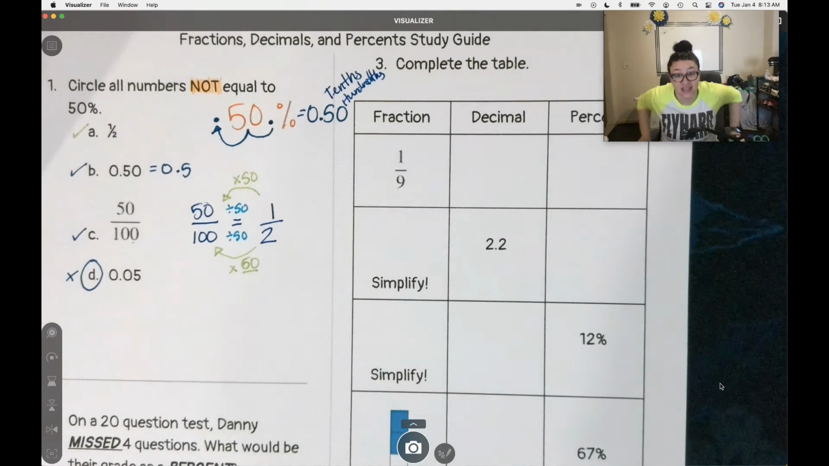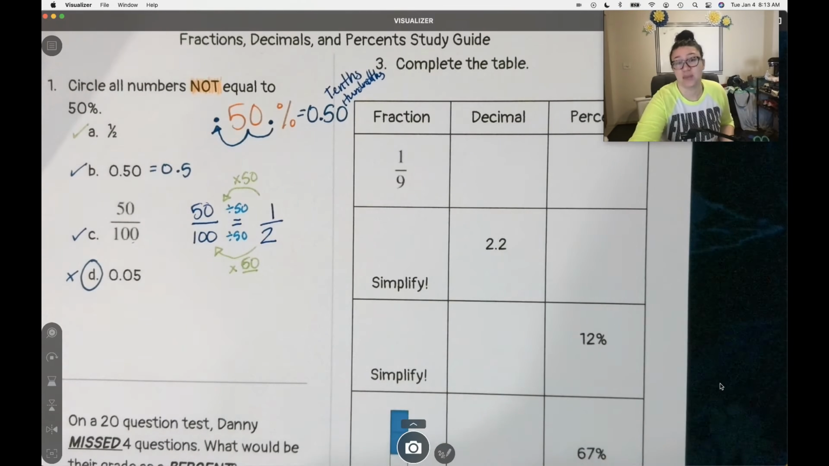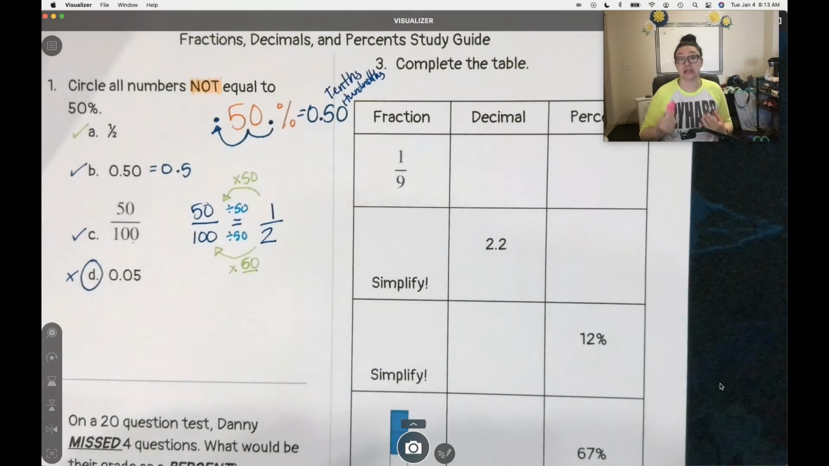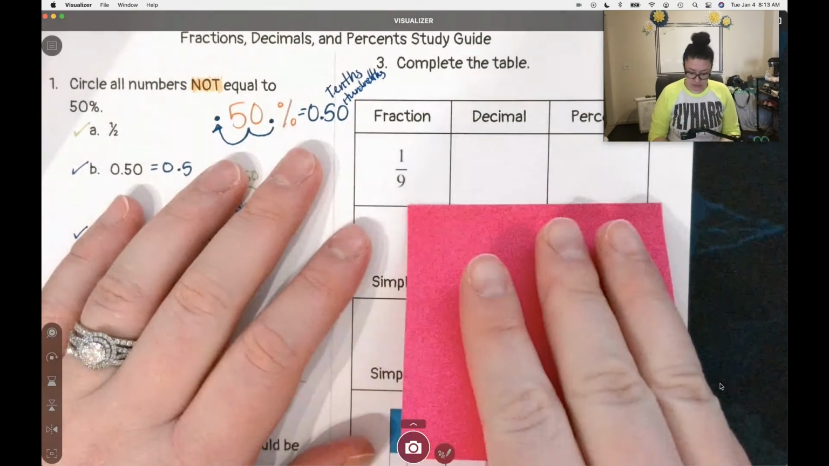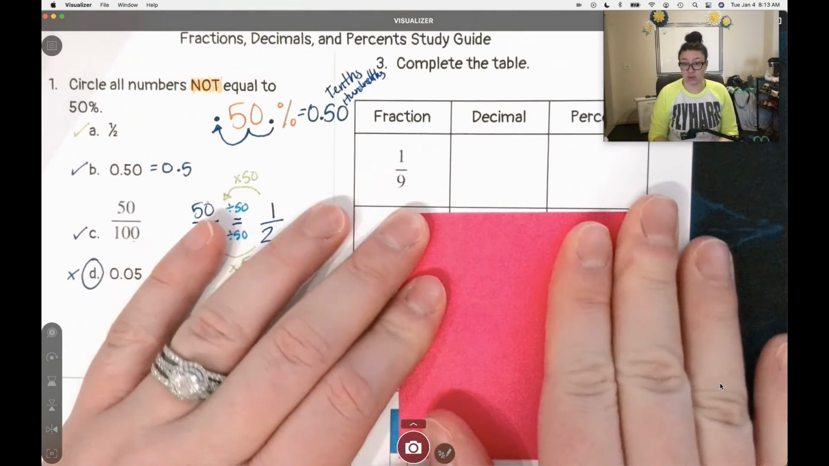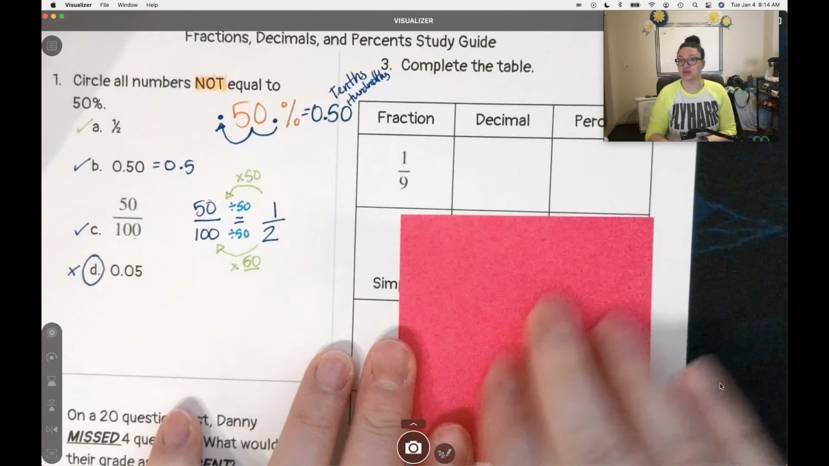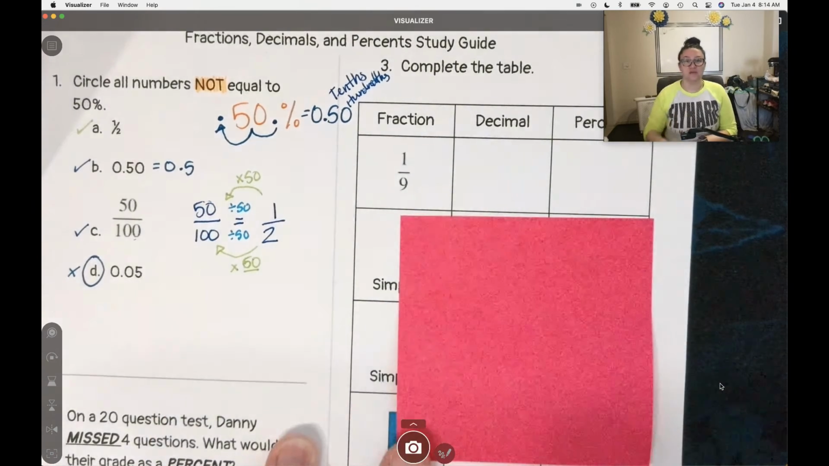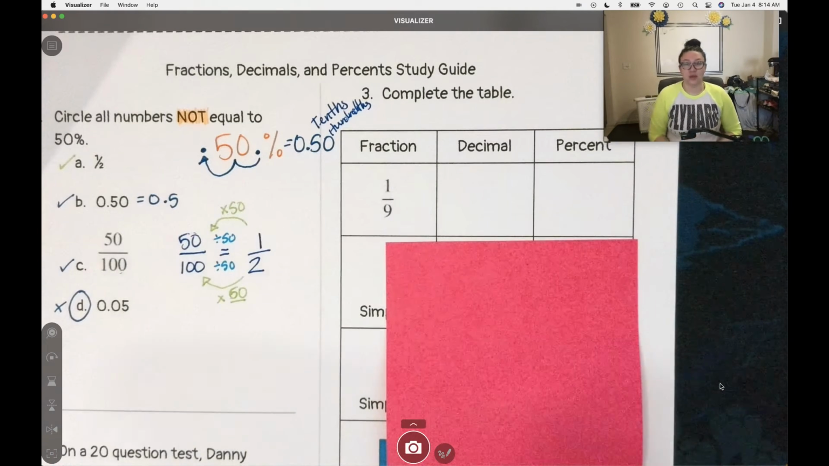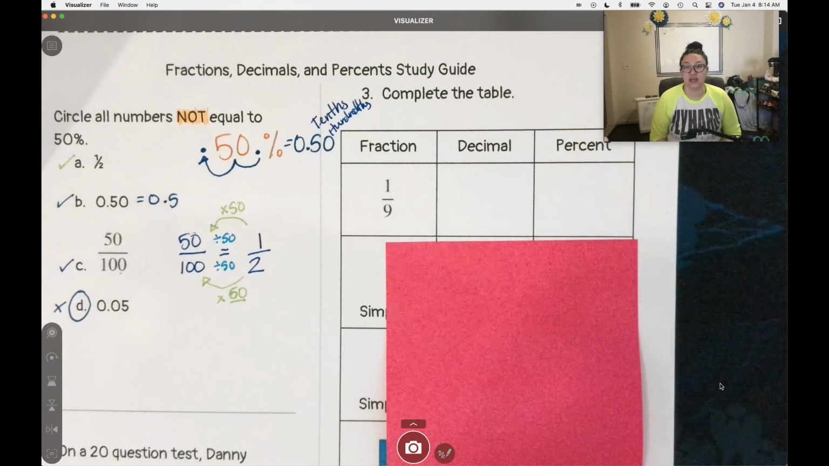Number 3 will take some work. But this is good practice because we need to be able to convert back and forth between those different units. We have to go back and forth between fractions, decimals, and percents a lot. To help show your work easier, so I'm not sliding back and forth, I'm going to do it on sticky notes. So first, we've got a fraction, 1/9, that we need to turn into a decimal and a percent.